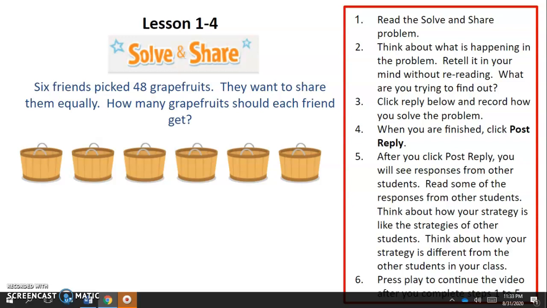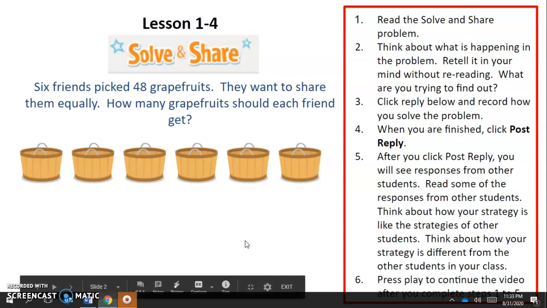Don't forget your solve and share steps: reading the problem, thinking about what's happening in the problem, using your whiteboard to solve, and then recording how you solve the problem in our discussion post. Your discussion post is graded and it will be due the next day after this video. Go ahead and pause the video now.